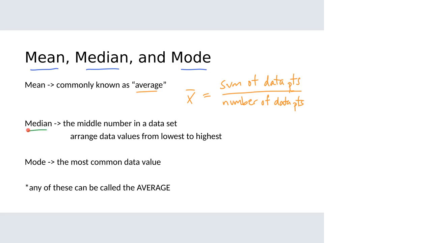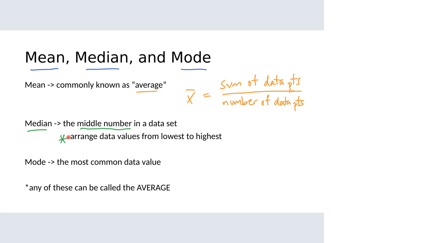Up next, we have the median. And the median is just the middle number in a data set. There is one key thing that I want to mention about the median, though. It's not just the numbers given to us in whatever random order they were given to us, and it's the number in the middle. That wouldn't really mean anything.